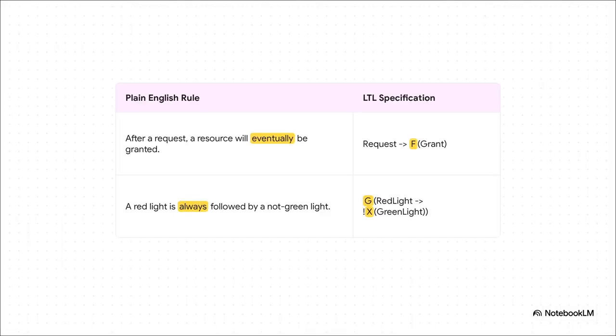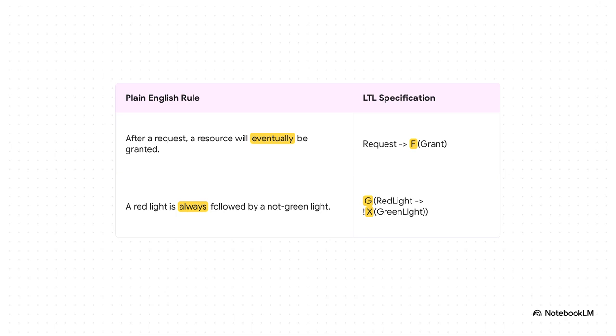Okay, so this is where it gets really cool. How do you go from a plain English sentence to this logical code? Let's look at these two examples. First one, after a request, a resource will eventually be granted. In LTL, that becomes request → F grant. The arrow is just if-then. So, if there's a request, then F for finally or eventually, there must be a grant.